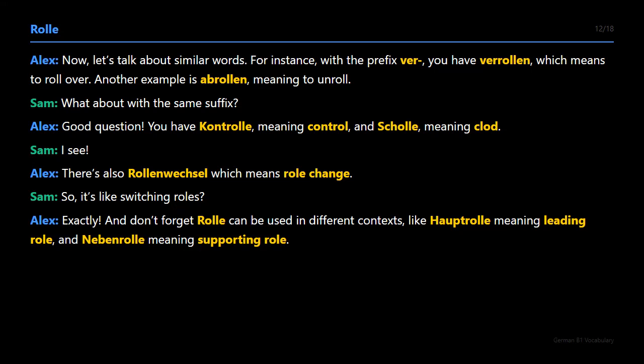I see. There's also Rollenwechsel, which means role change. So, it's like switching roles. Exactly. And don't forget, Rolle can be used in different contexts, like Hauptrolle, meaning leading role, and Nebenrolle, meaning supporting role.